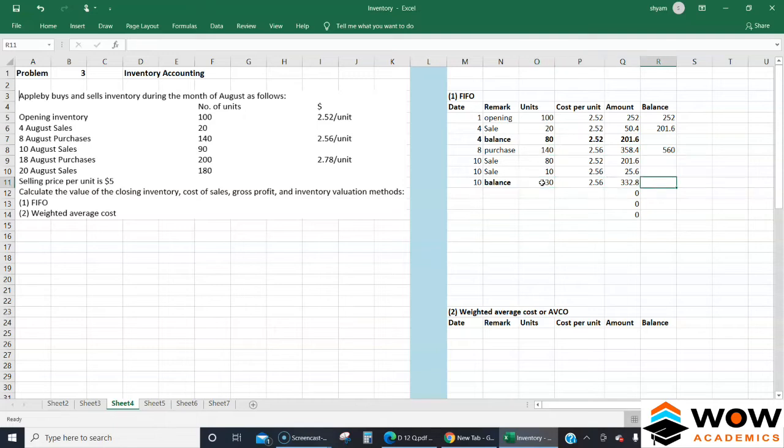So this is the worth. We don't have to add anything else. We just have 332.8. So that's about the balance.